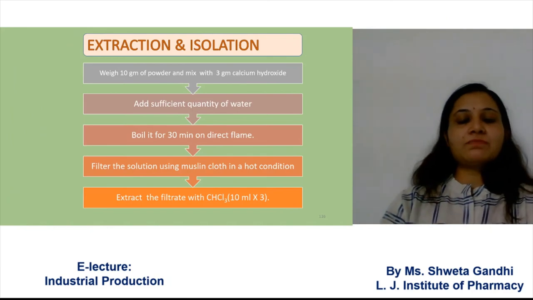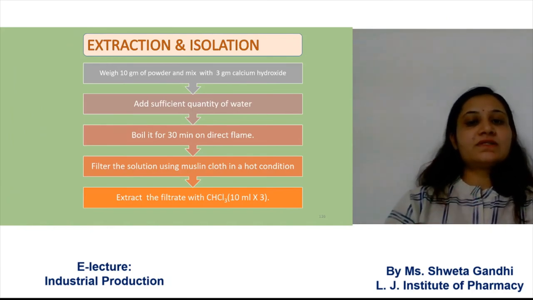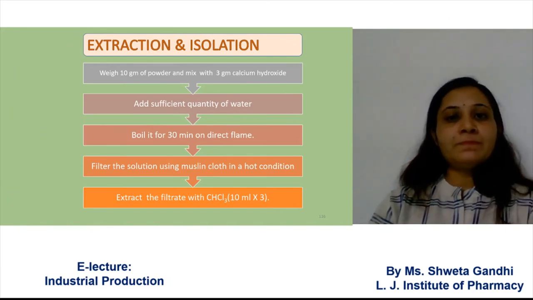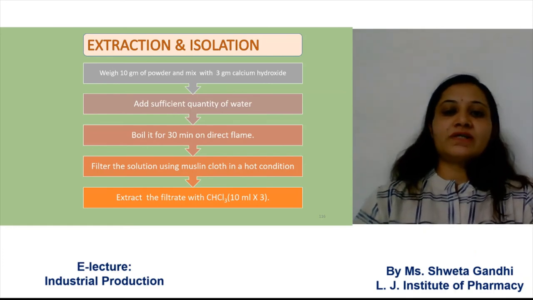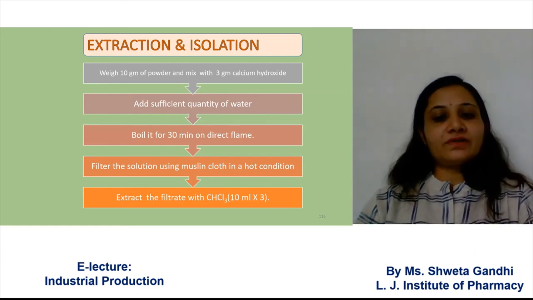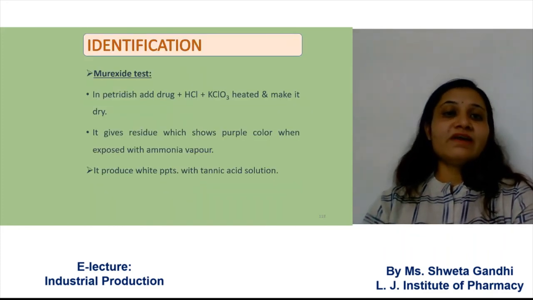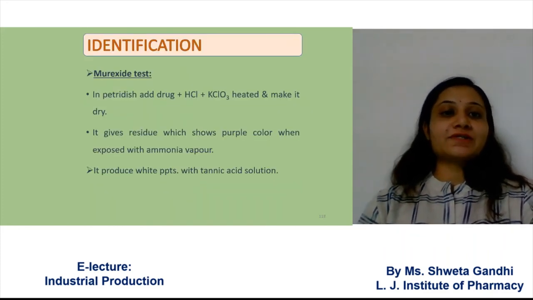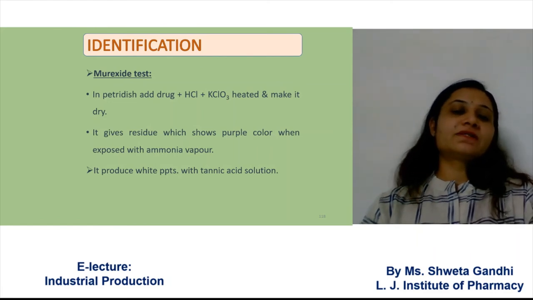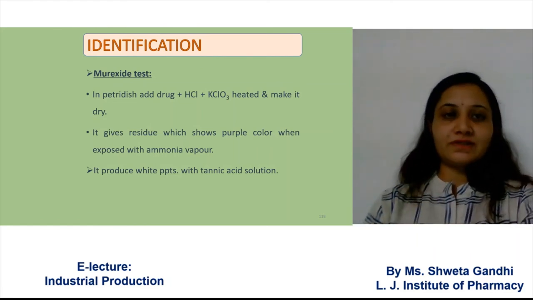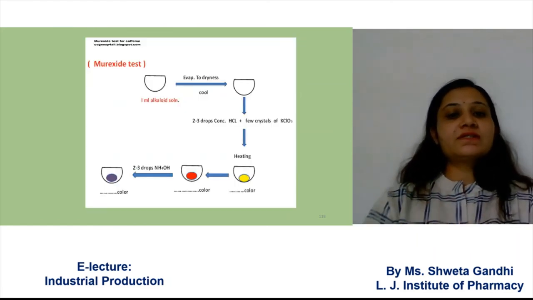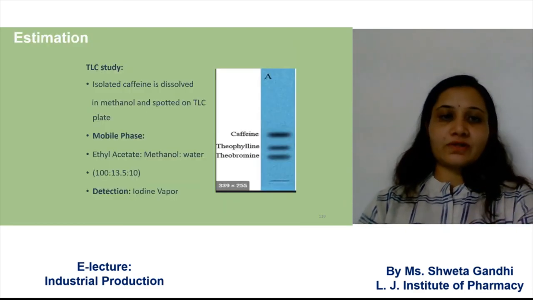Now, the extraction method for caffeine. We have to weigh the powder, treat it with water, and then treat it under hot conditions. Evaporate the extract. Now, the identification method. The Murexide test can be used for caffeine. This is the way we can do the Murexide test.